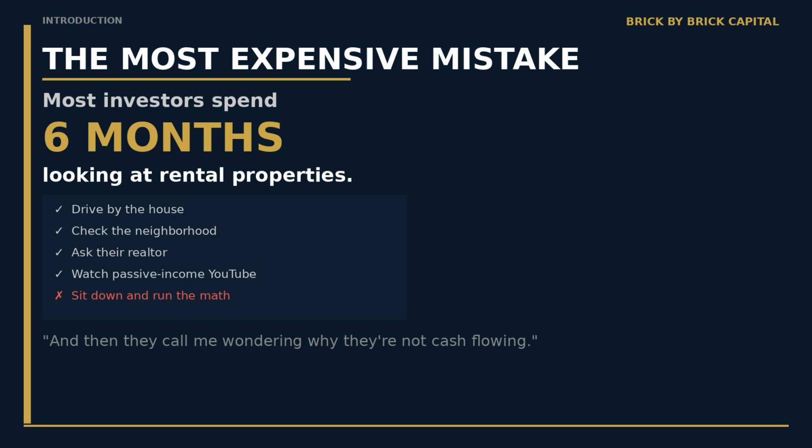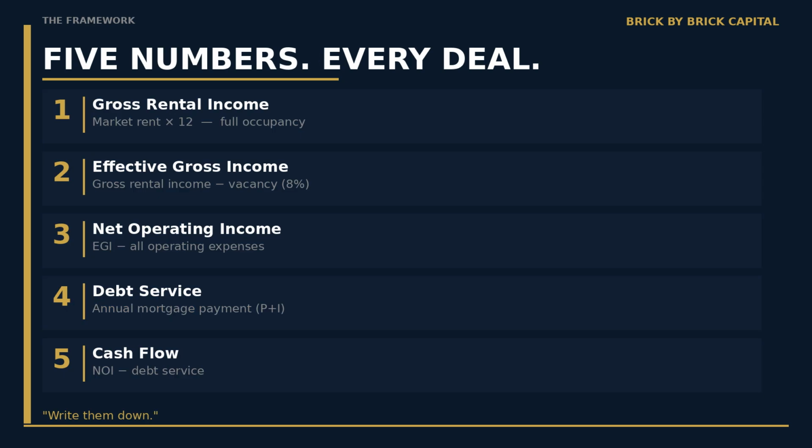Let's get into it. Here's what most beginners get wrong from the start. They look at the listing price and the advertised rent, and they do one calculation: rent divided by price. They call it a rent-to-price ratio. They heard somewhere that 1% is the magic number. That's not underwriting. That's a gut check at best, and it will get you into trouble.